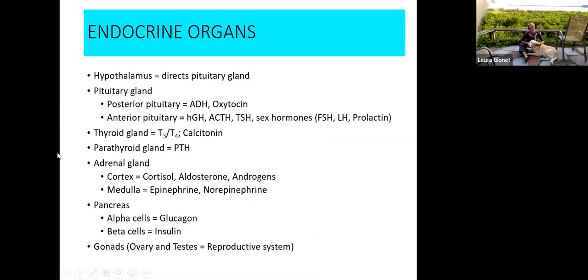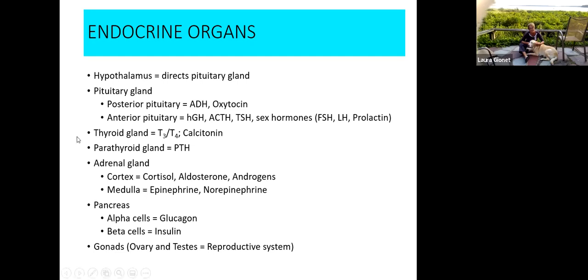Okay, so here are our endocrine glands that we'll be looking at. The hypothalamus, which directs secretions either from the posterior and anterior pituitary. It communicates to the anterior pituitary using hormones in a capillary bed, but how it'll communicate to the posterior pituitary will be a little different. And we'll talk about that when we get there.